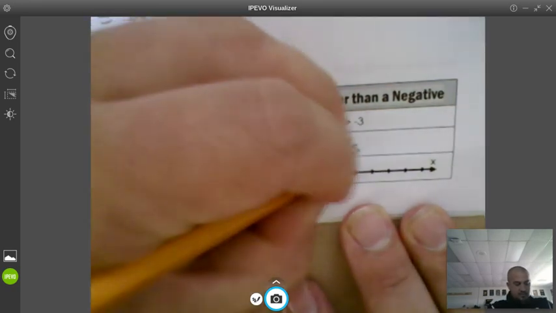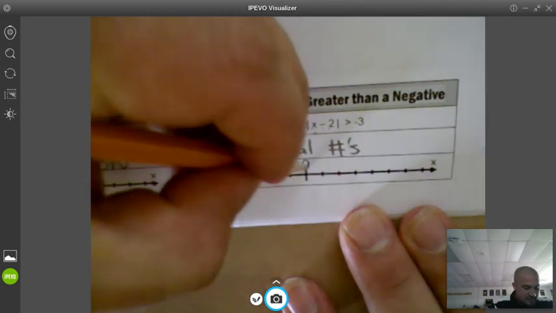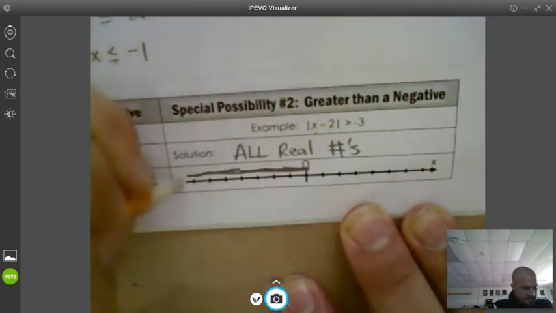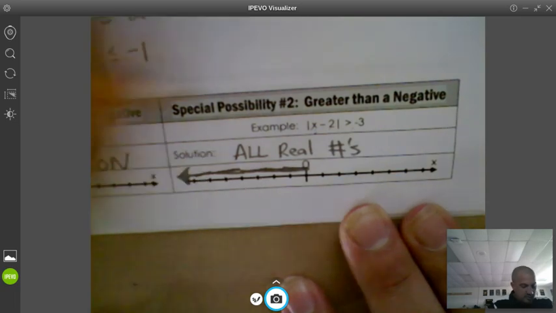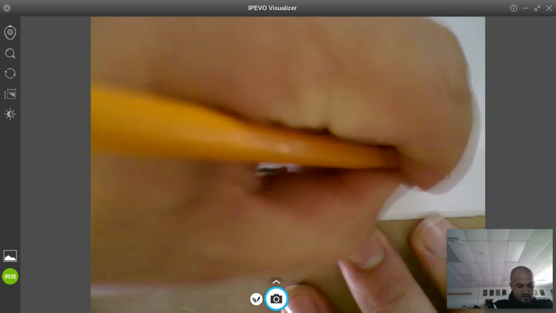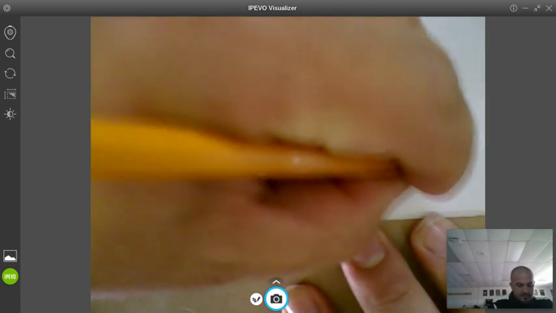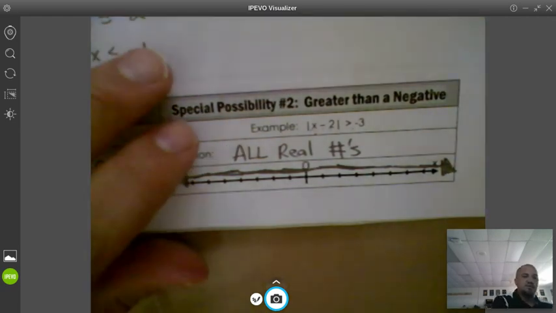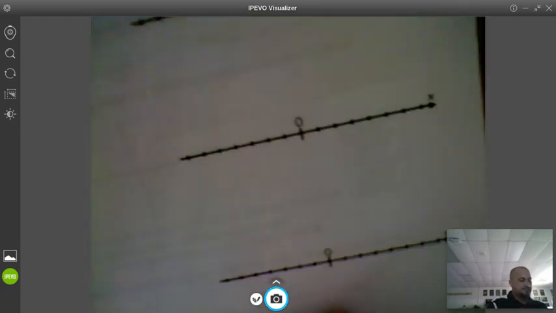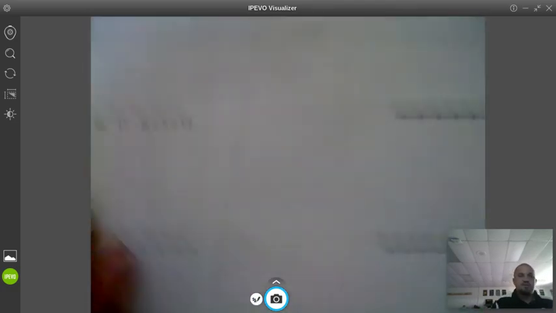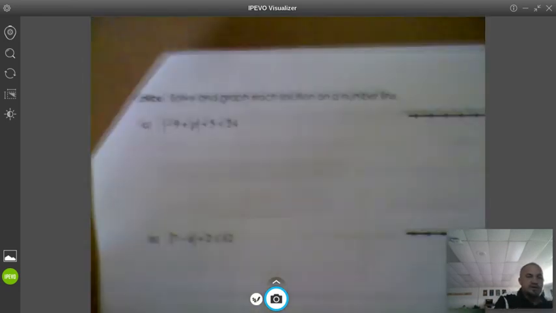Now, if my solution's all real numbers, how would I shade that on the number line? Well, I would just shade all the way across in both directions, all the way to the left and all the way to the right. So that's how I would shade all real numbers. And there's the first page of our notes. So let's go to the second page of our notes and look at these three absolute value equations or inequalities.